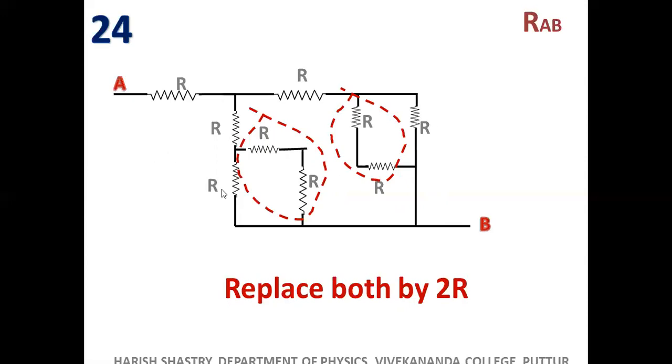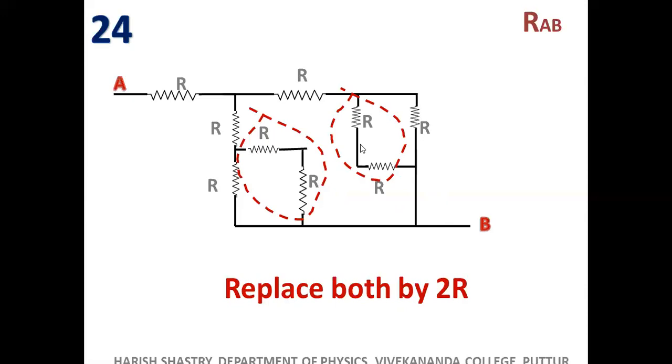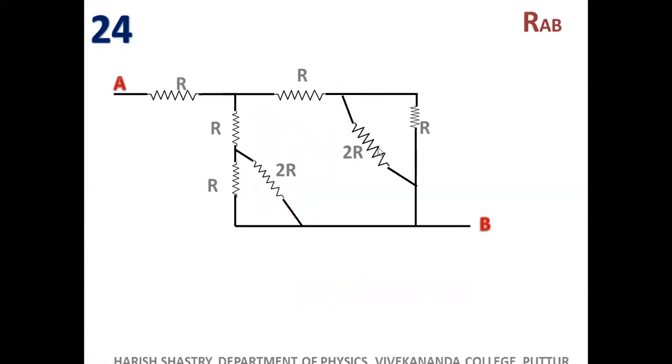You see, these two series not possible. You can't say that these two are in series. Why? Because there is a connection in between. Where will you connect it if you replace these 2R? It is not possible. So this connection is not at all a problem for us. We will have these 2 points as it is. So connect the 2R in between these 2 points.